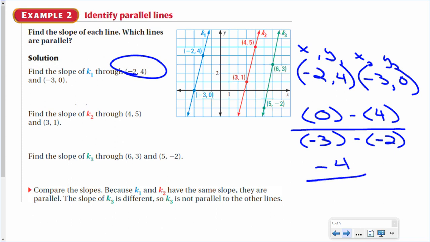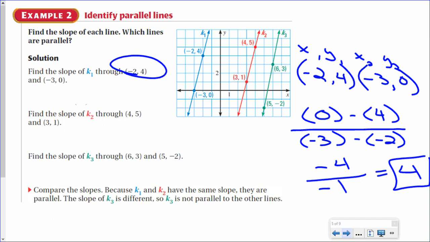I'm taking -3 plus 2. -3 plus 2 is -1. Dividing -4 by -1, 2 negatives equal +4. All right, so then I would compare that to the red line, and then I'd compare that to the green line. If I'm getting the same number twice, like a slope of 4, I know they're parallel. Perpendicular would be as if I'd have -1/4. That'd be a perpendicular slope.